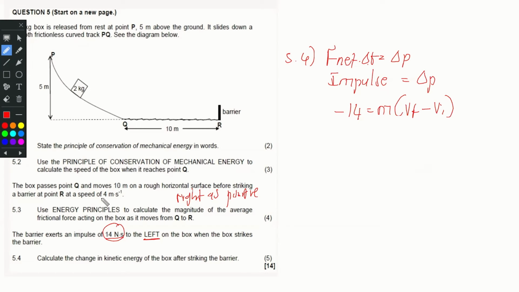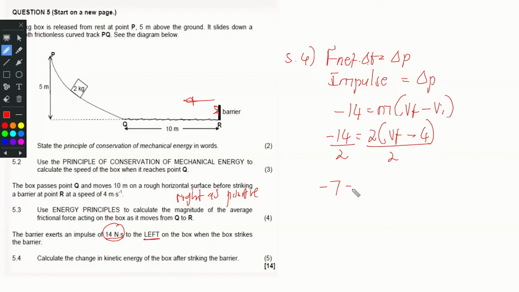Remember, the 4 meters per second is the one in which it strikes the barrier with, right? Now we want the one in which it returns, right? It rebounds from the barrier here. So we have negative 14, and then our mass is what? 2 kg. Final velocity, we don't know, but then we know that it strikes the barrier at 4 meters per second. We don't know the velocity in which it bounces off the barrier or rebounds off from the barrier. So, okay, that's that. And then we can just calculate simply by dividing by 2 both sides.